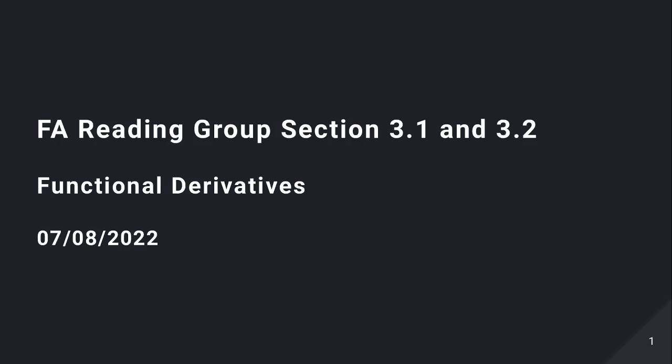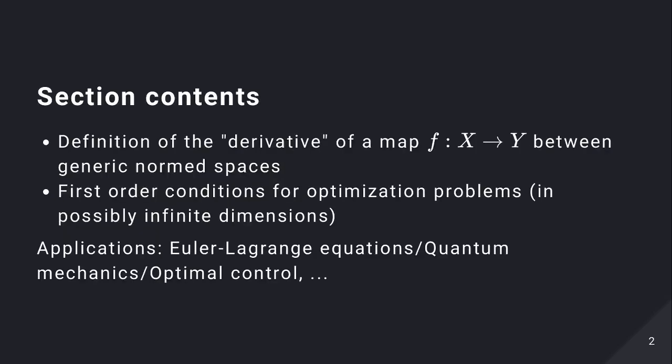When you take the derivative of a map that takes, maybe, a matrix and returns a matrix, in that case, it's this notion of the derivative. The section that we had to read for today is about the definition of the derivative of a map f from X to Y, generic normed spaces. They don't specify if it's Banach or Hilbert. And then the first application for that is for optimization.